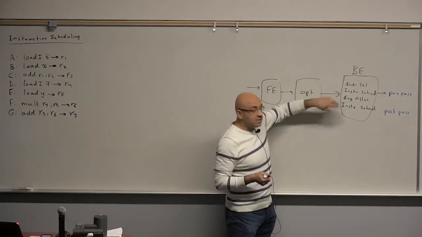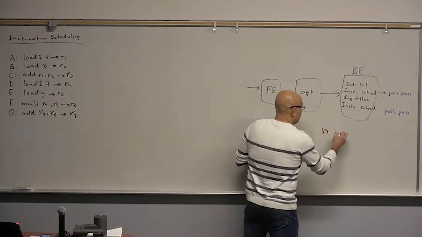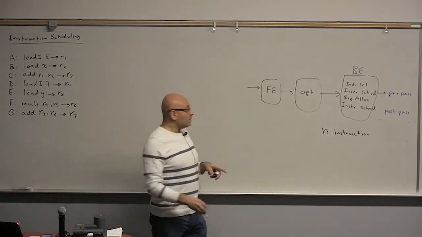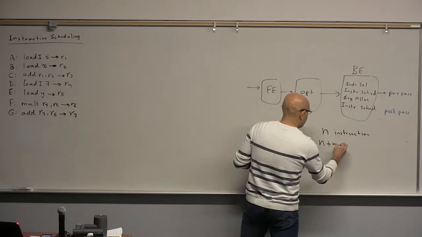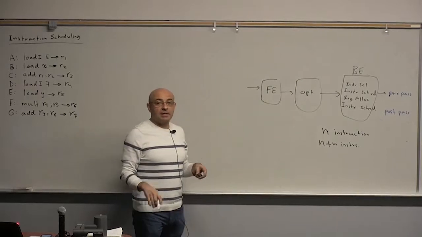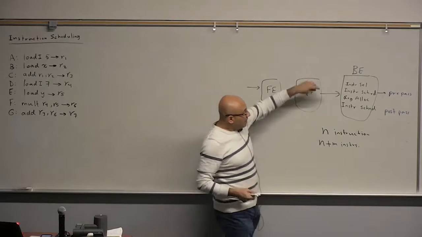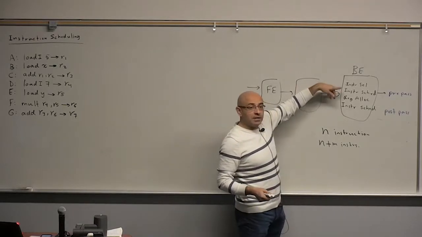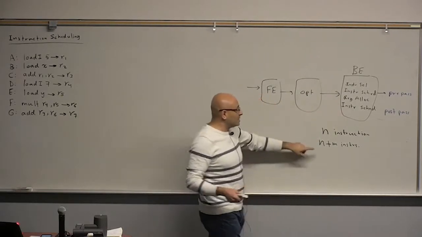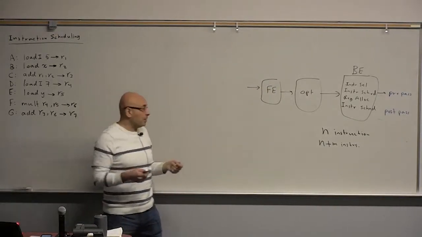So before we do register allocation, we have a certain number of instructions. We have n instructions, right? But after register allocation, we will have n plus m instructions, where m is what? Spills. Yeah, the number of spills that the register allocator has added. So the instruction scheduler that runs before register allocation does not see these spills. The one that runs after register allocation will see these spills and will try to schedule these properly.